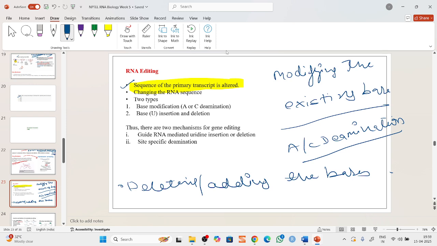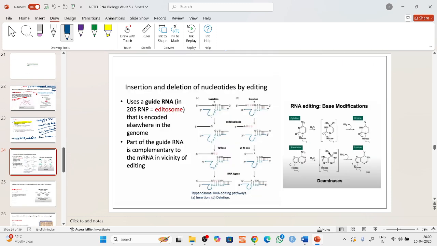Now, there are two mechanisms for gene editing. What are those two mechanisms? Guide RNA mediated uridine insertion or deletion, or site specific deamination. So this is the insertion and deletion of nucleotides. See, using a guide RNA, we can insert or delete a nucleotide. Knockout or knock in we can do, and we can do the insertion and deletion of the nucleotide.